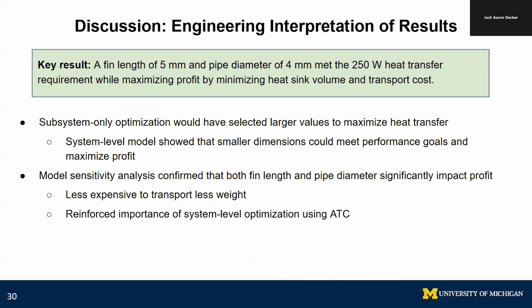Now we'll go over a high-level engineering interpretation of both the key results and the sensitivity analysis. With subsystem-only optimization, we selected larger fin lengths and pipe diameters to maximize heat dissipation. But in reality, we only need to meet the minimum thermal requirement, which we've shown that we can still achieve while maximizing profit. The sensitivity analysis confirmed that fin length and pipe diameter significantly affect profit due to their impact on transport cost. This also reinforces the value of ATC, which enables strategic trade-offs across the system.